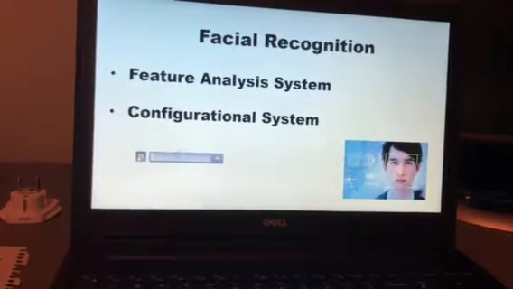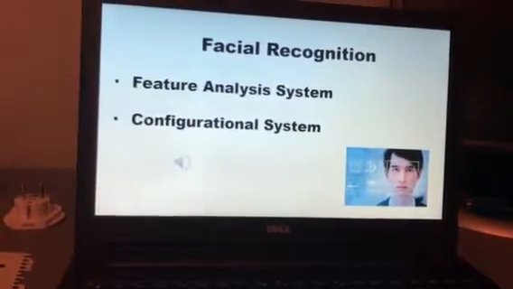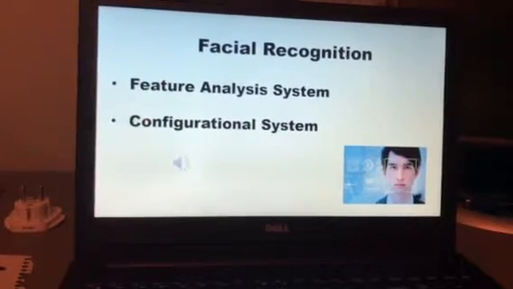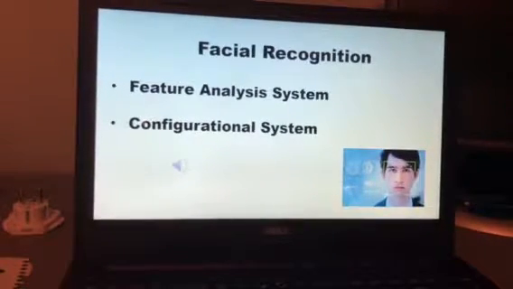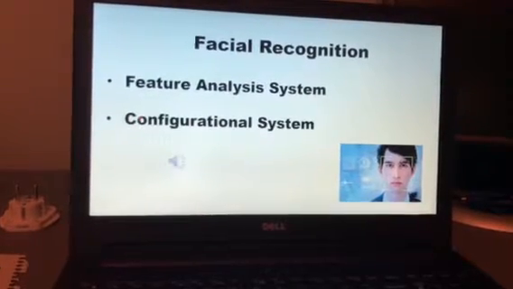Next, we will talk a little bit about how we recognize faces. It's believed that we have two different systems that we use to recognize faces, as you can see here on the screen. The first is feature analysis system. We use this when we see someone who we think we know, but we can't remember who they are.